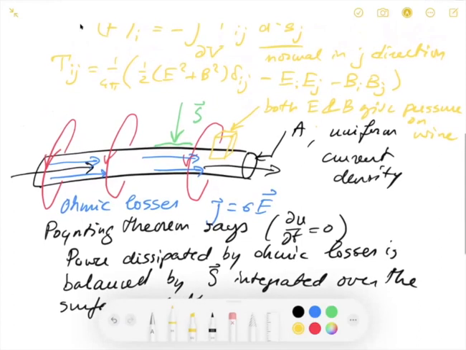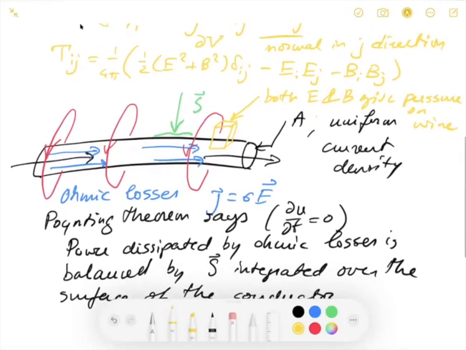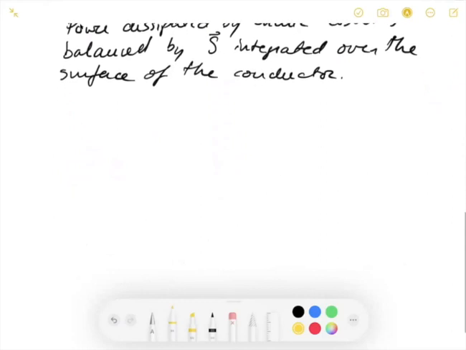But if you want to make life a little easier, you could assume that this wire is not dissipating. Then J is sigma E doesn't work anymore, so you don't have to worry about the electric field anymore, and you have only the magnetic field. So for instance, if you had a superconducting wire.